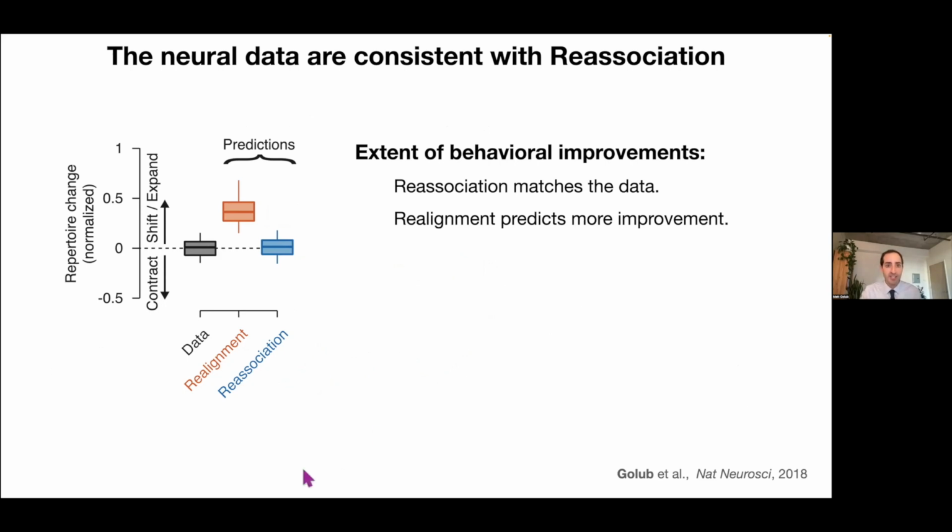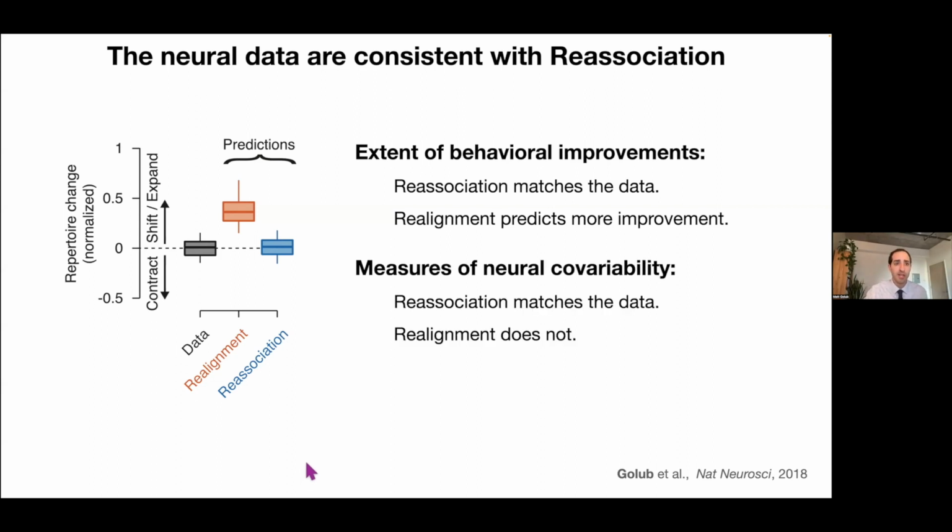Reassociation also matches the data in terms of the extent of behavioral improvements we observed after learning. And so this offers a concrete explanation to why performance never returns to intuitive level performance. By contrast, realignment predicts even more behavioral improvement than the animals showed. We also looked at a multitude of different measures of neural covariability. And finally, I've only had time to share two of our hypotheses, realignment and reassociation. But we also looked really carefully and quantitatively at a collection of hypotheses, which ultimately were not consistent with the data.